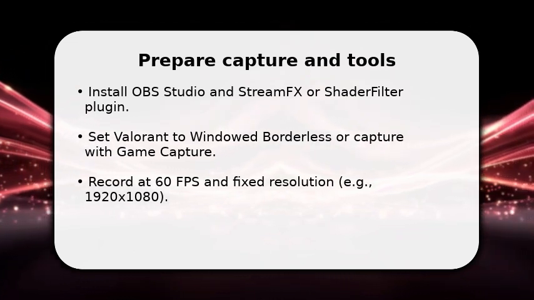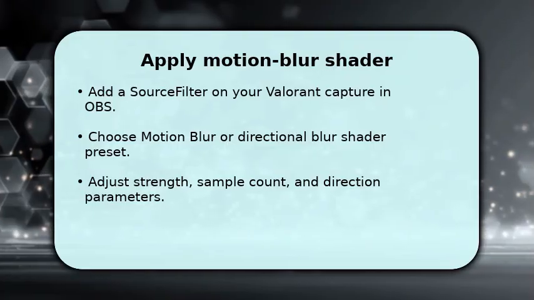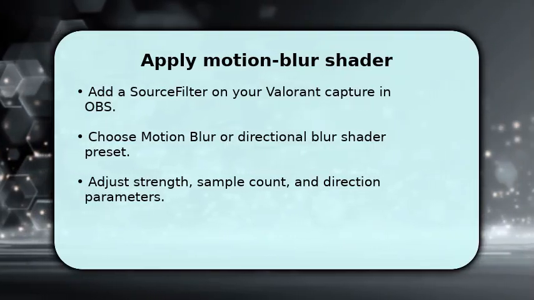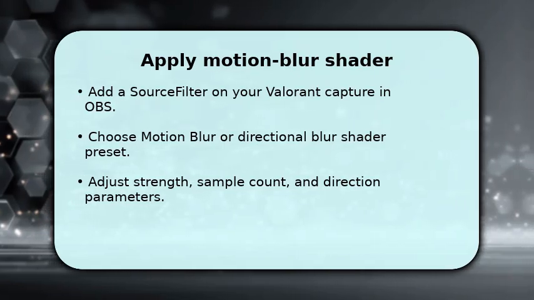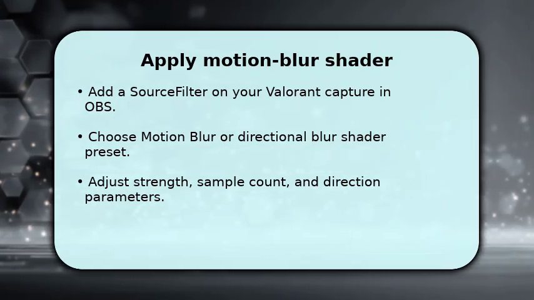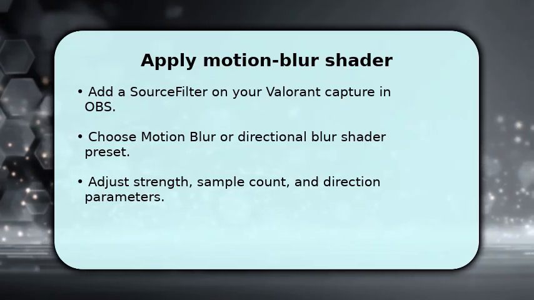Next, add the shader filter to your Valorant capture source. Open Filters, click plus, pick Shader Filter or Stream FX Motion Blur. Then select a Motion Blur or Directional Blur preset and bind it to the game source. Tune the strength and sample count.